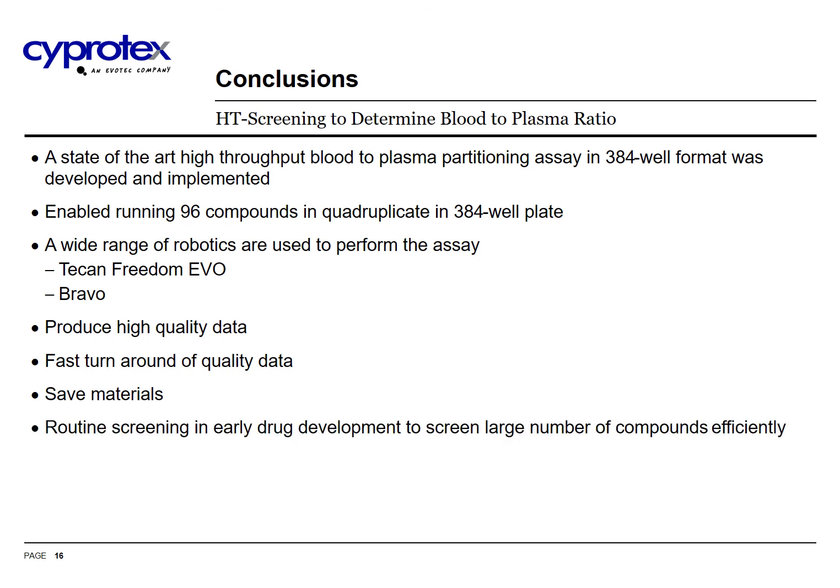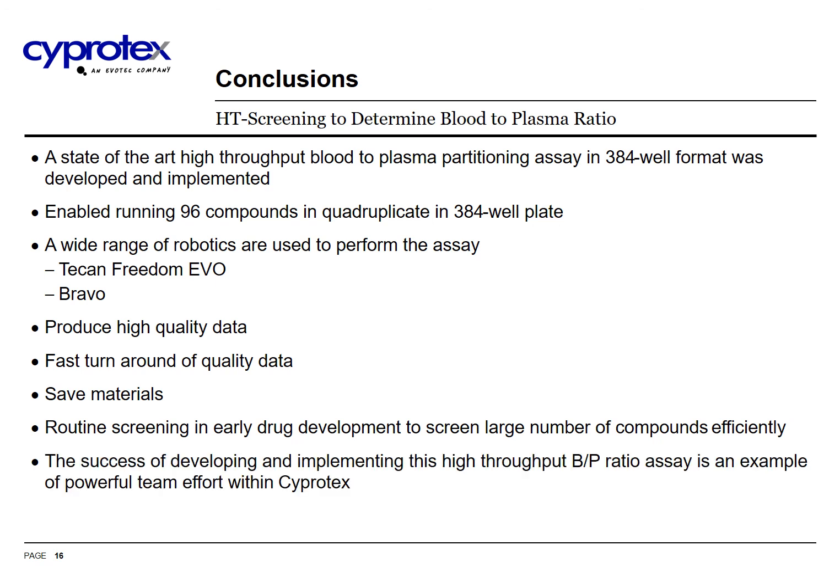The automated method developed to determine blood to plasma ratio can be used to routinely screen large number of compounds efficiently during early drug development phases. The success of developing and implementing this high-throughput blood-to-plasma ratio assay is an example of powerful team effort within Cyprotex.